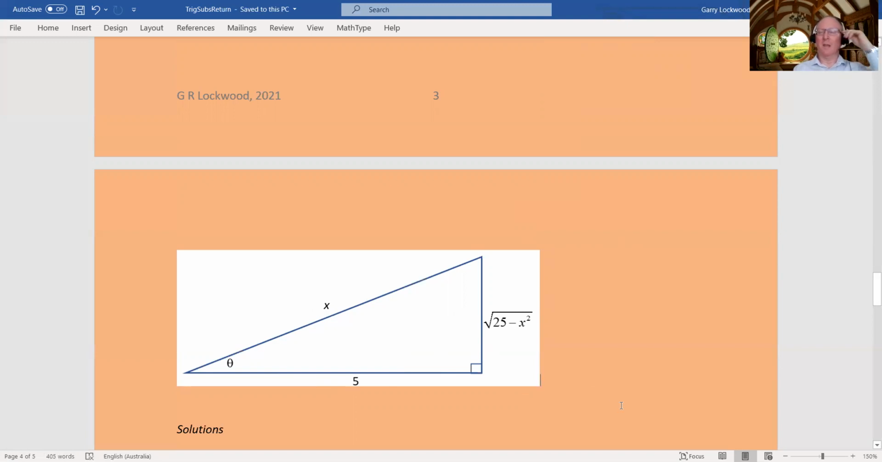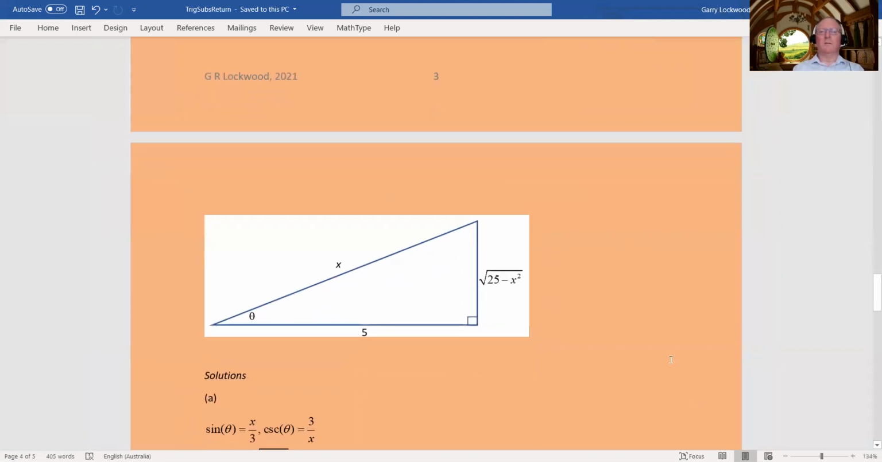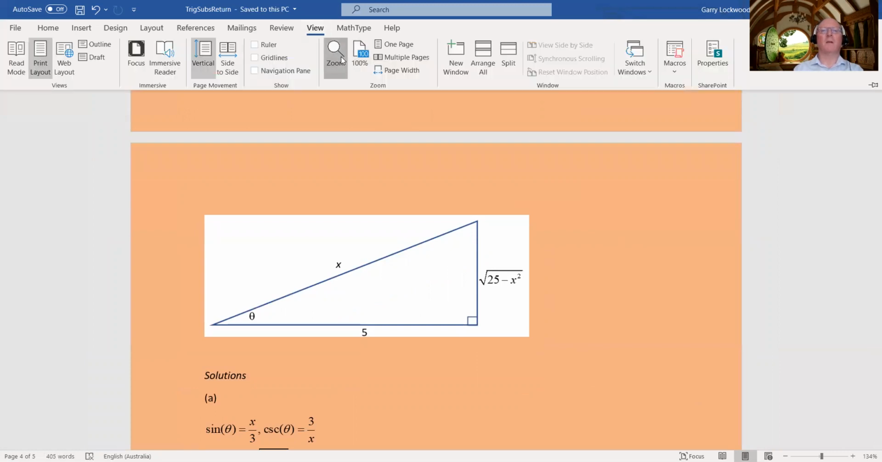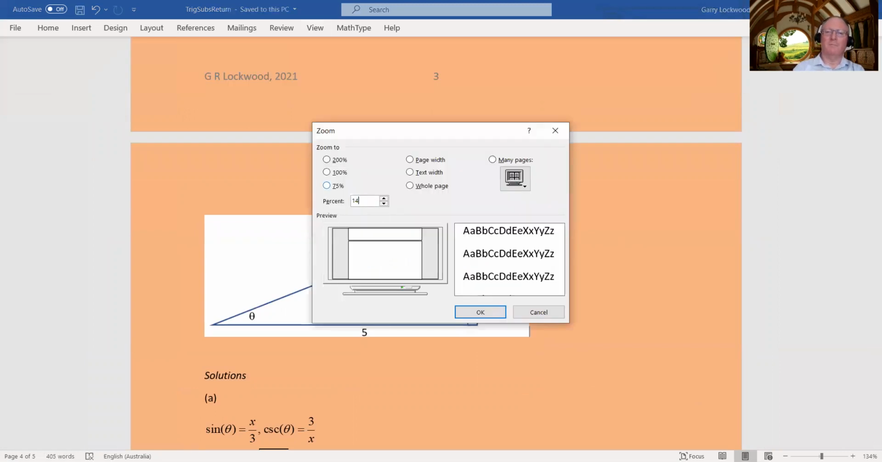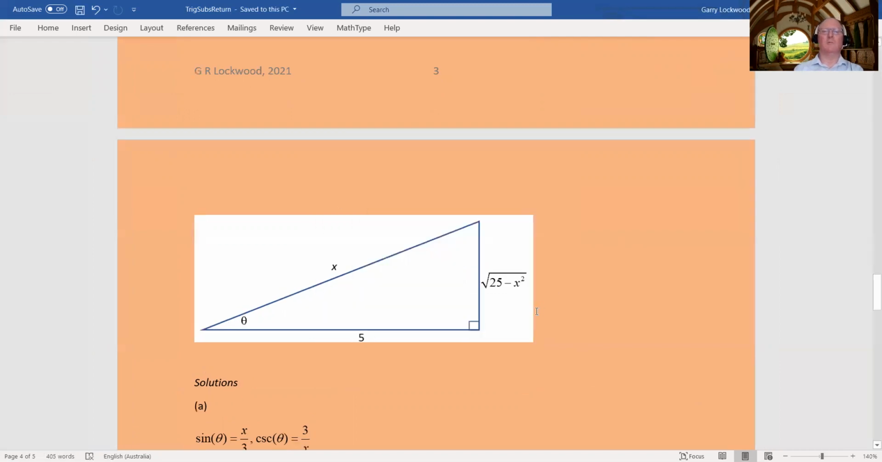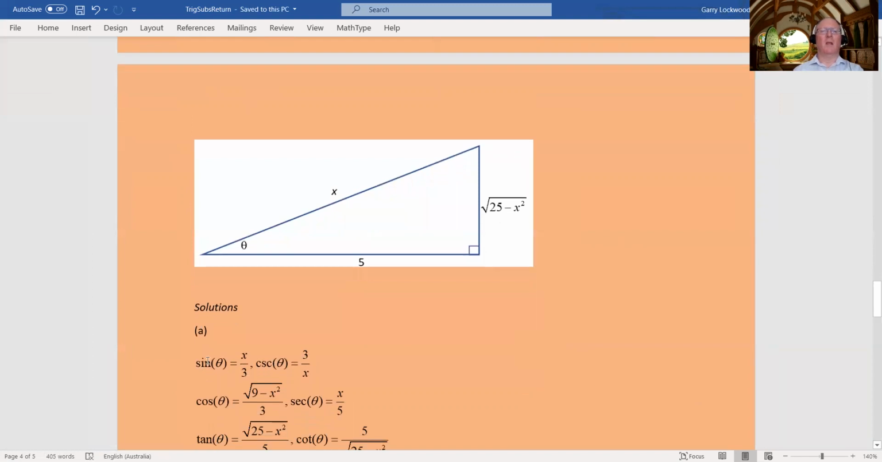I, however, will move right on to the solutions. If you look back at the first one, our sine theta was x over 3. That makes cosec theta 3 over x.